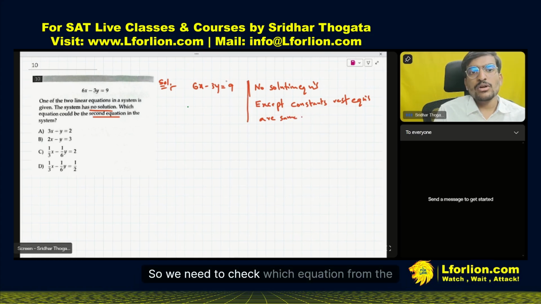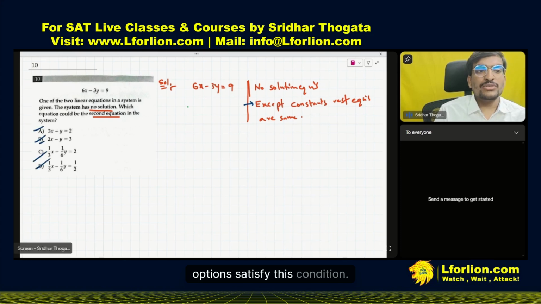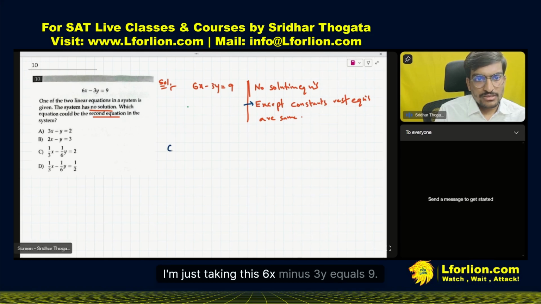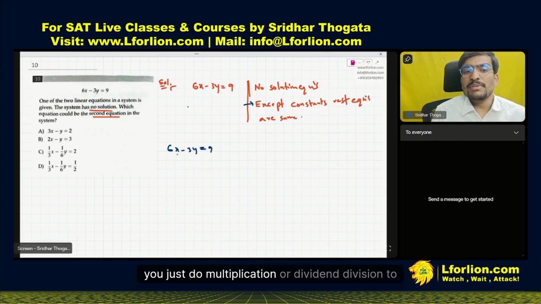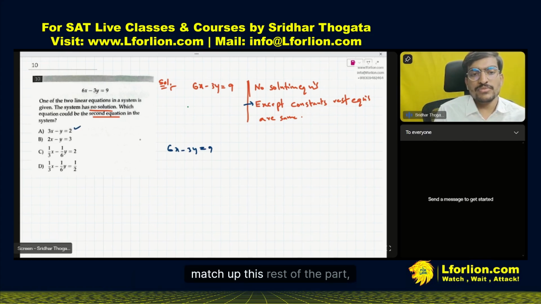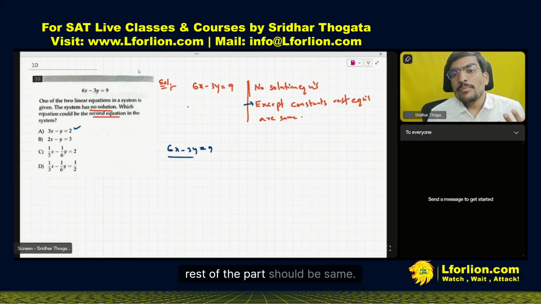So we need to check which equation from the options satisfies this condition. How can we check that? Let's take 6x minus 3y equals 9. You do multiplication or division to match up the rest of the part other than the constant. The rest of the part should be the same.